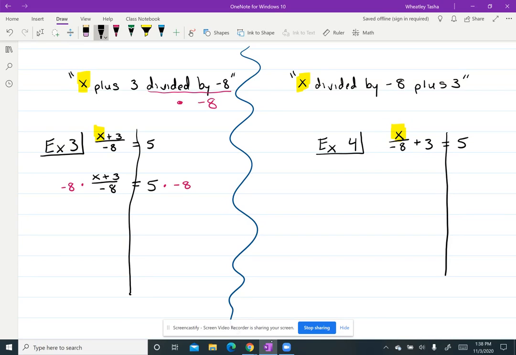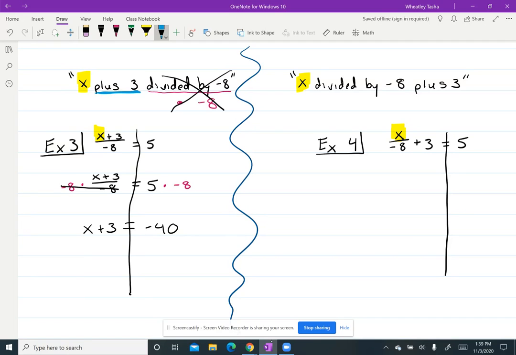And then on the left, I know that times negative 8 and divide by negative 8 will cancel each other out. And I'm left with x plus 3. And then on the right-hand side, 5 times negative 8 gives me negative 40. And then up above, I can cross that step out because I know I'm completed with it. Then in the next step, it is plus 3.